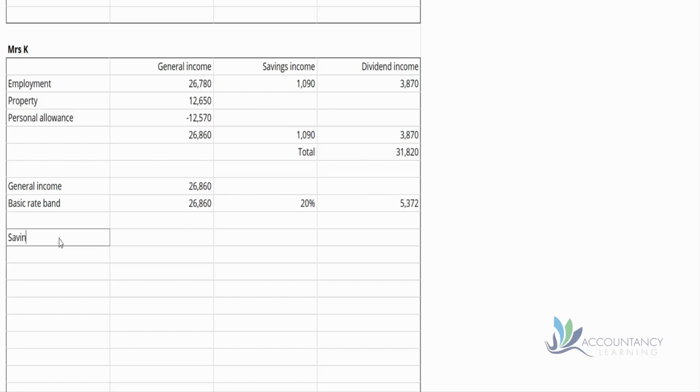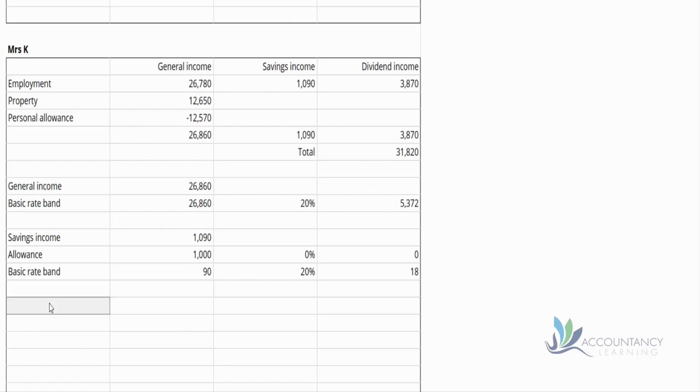And then with our savings income, we have a total of 1,090. But remember, we have a savings allowance, and because Mrs. K is a basic rate taxpayer, the allowance is £1,000. So there is no tax to pay on that. And that means in the basic rate band, there is just £90. And that is going to be taxed at 20%. So there's only £18 to pay on that.